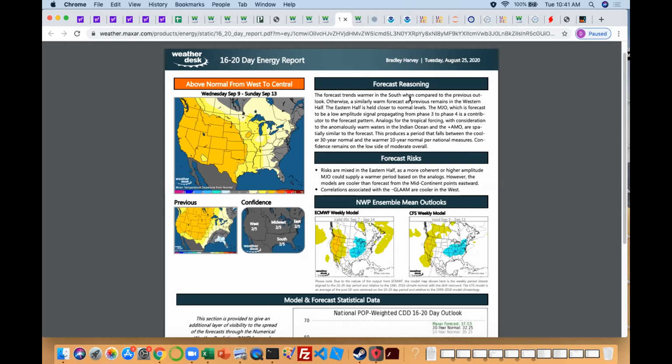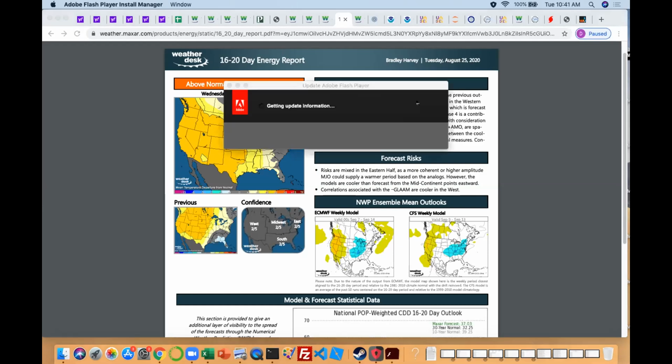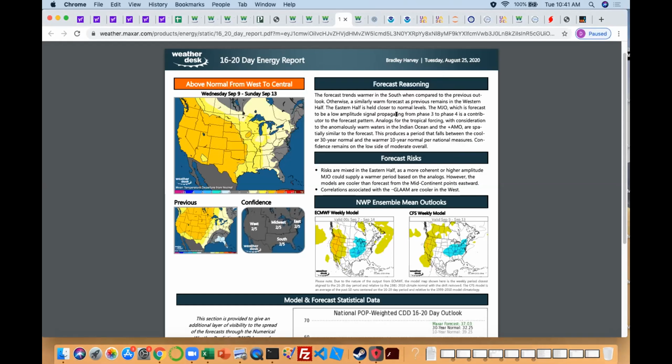Were there any hints of this? The forecast trended warmer in the south. Otherwise, similar warm forecast as previous. Warmth in the west. The eastern half is held closer to normal. Here's a point about the MJO. The MJO, which is forecast to be of low amplitude signal propagating from phase 3 to 4, is a contributor to the forecast pattern. Analogs popped on the screen. Analogs for the tropical forcing are, I guess, consistent. They talk about the AMO and things like that.